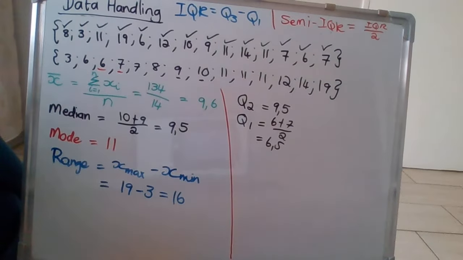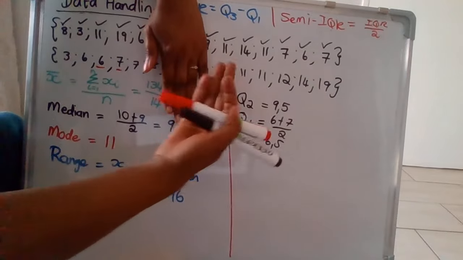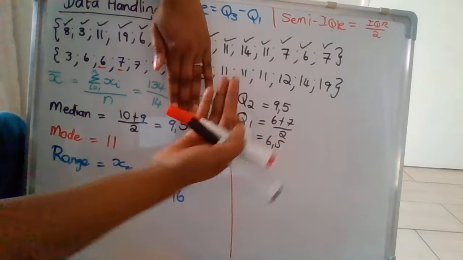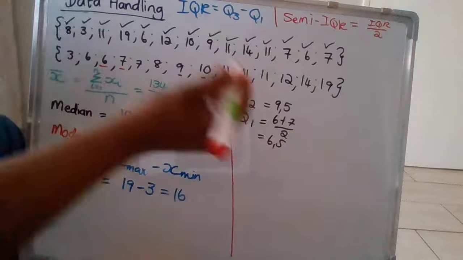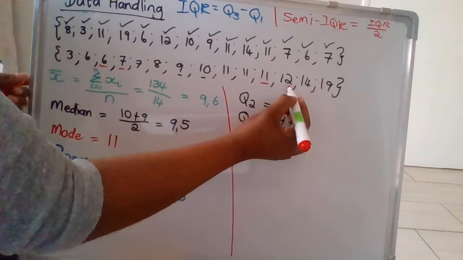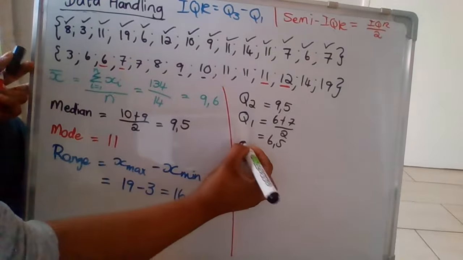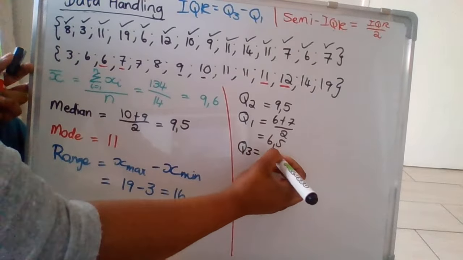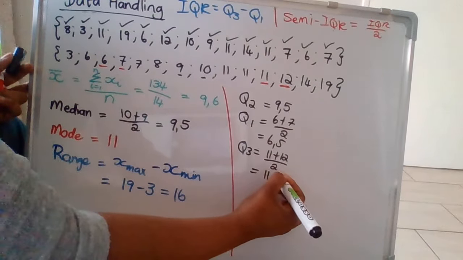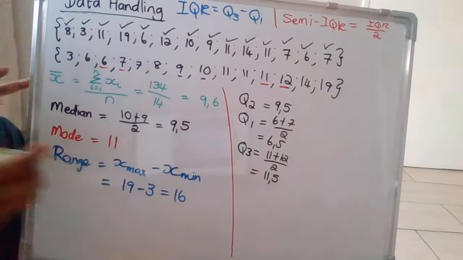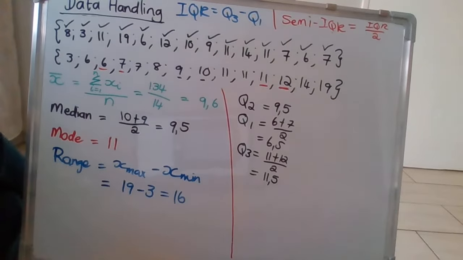And my Q3, I do the same. I cover this side here and I look at the remaining values and I find the median of those values. So here the median is between 11 and 12. So therefore Q3 is going to be 11 plus 12 divided by 2, which gives me 11.5. So that's the one method you can use.